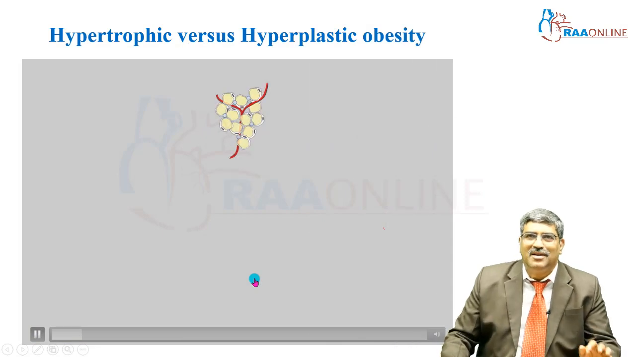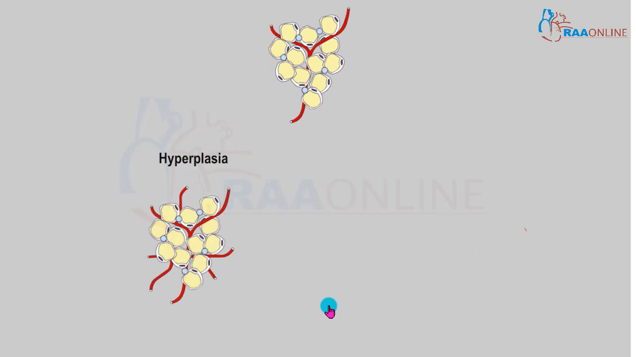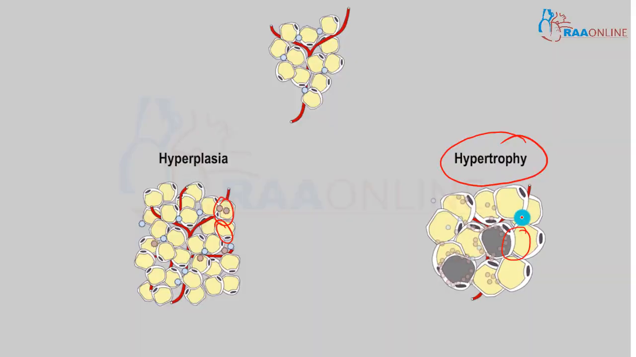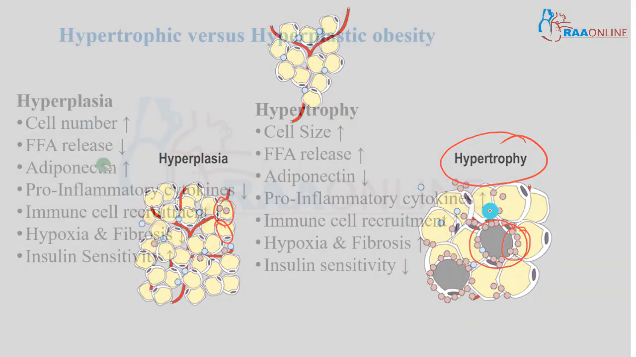Now coming to classification. As I said earlier in the definition, there is hypertrophic as well as hyperplastic. In hyperplasia, there is increase in number of fat cells. Just the fat cells increase in number, but the size is not altered. But in hypertrophy, the size increases and the fat cells become pathological. This is more harmful. There is increase in size, but your fat cells are totally dysplastic.